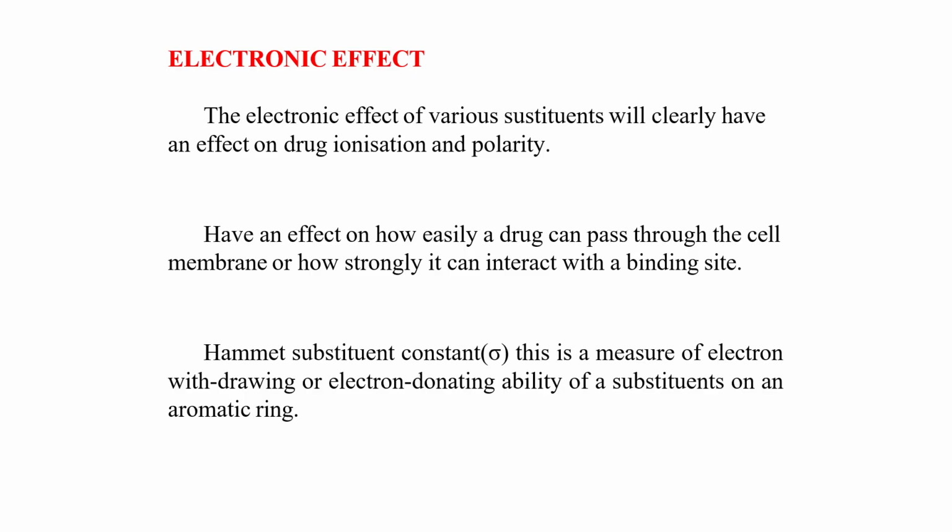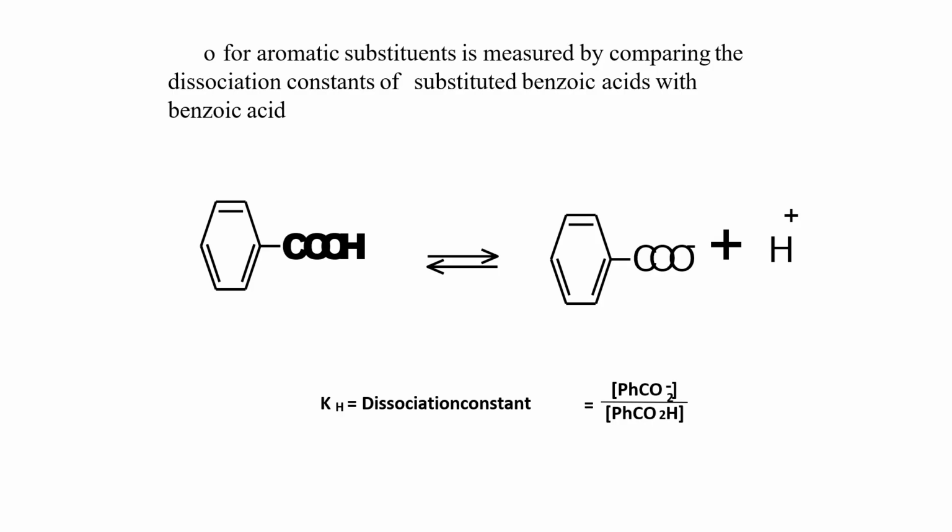this is a measure of the electron withdrawing or electron donating ability of the substituent on the aromatic ring. For an aromatic substituent, it is measured by comparing the dissociation constant of the substituted benzoic acid with that of benzoic acid. So this is our benzoic acid, and the comparison is of the dissociation constant of the substituted benzoic acid.